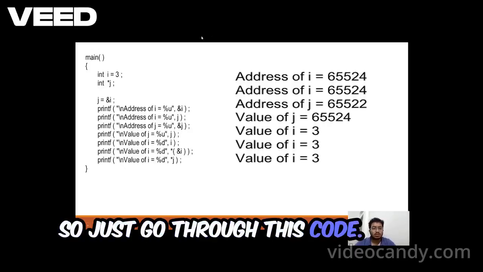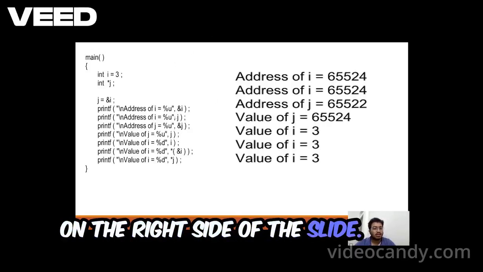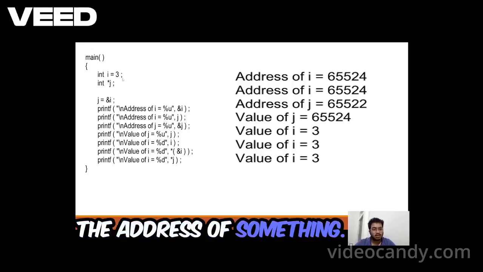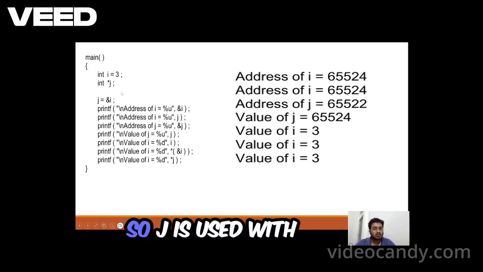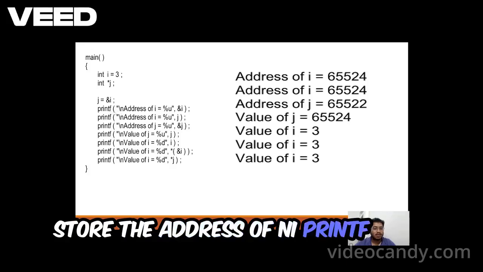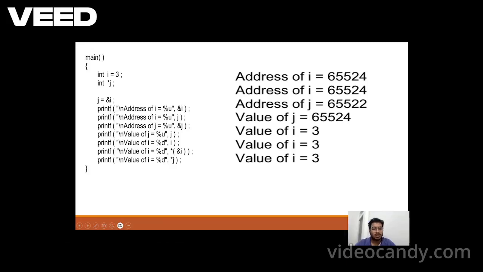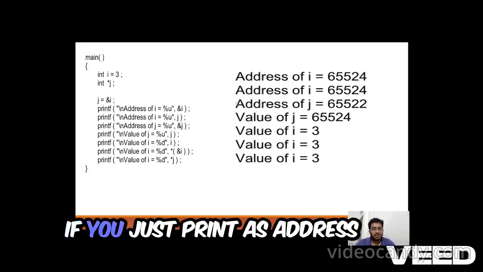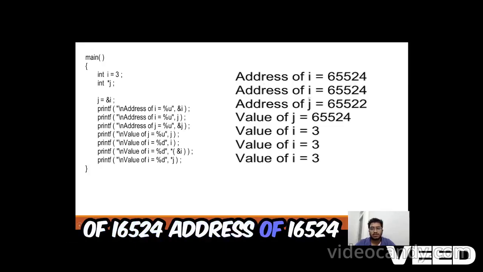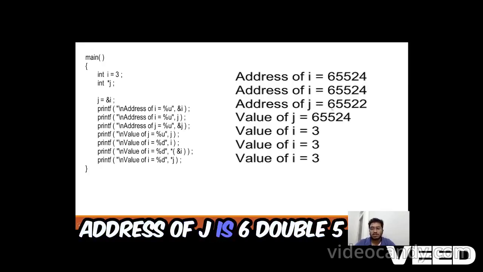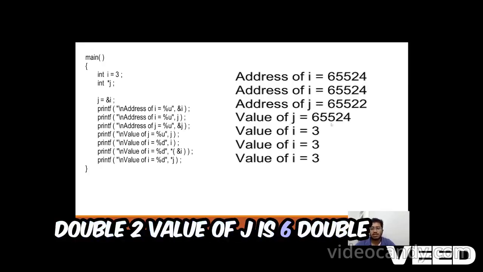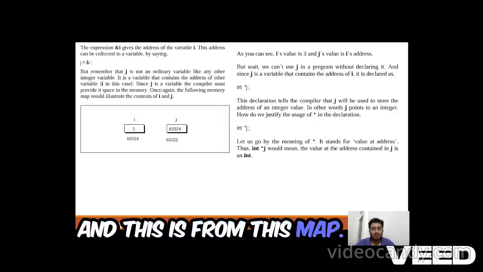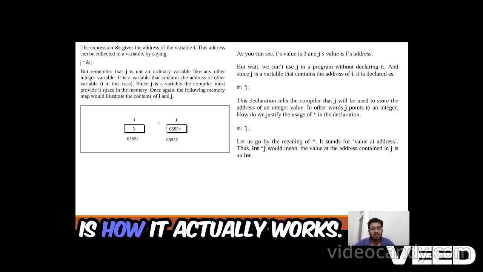So just go through this code. The output is given on the right side of the slide. int i = 3, int *j, where j is used to store the address of something. Here j is pointing to i, so j is used to store the address of i. Printf address of i is &i, address of j is &j, value of j is j. We print: address of i is 65524, address of i is 65524, address of j is 65522, value of j is 65524, value of i is 3. Where do these values come from? They come from this map. So here is the map and this is how it actually works.